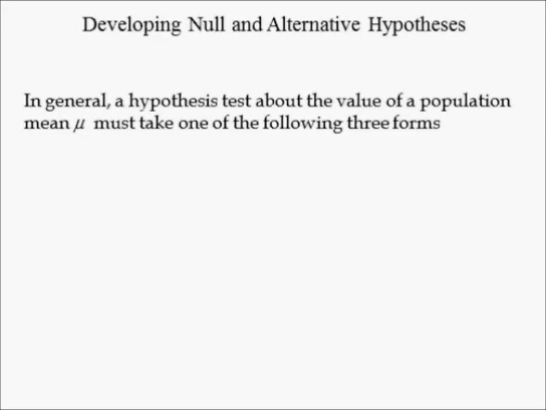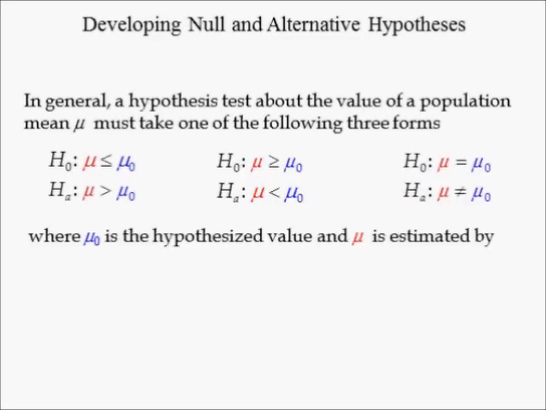In general, a hypothesis test about the value of population mean mu must take on one of the following forms: the upper tail test, the lower tail test, or the two-tailed test. Notice that the alternative hypothesis determines the type of test.